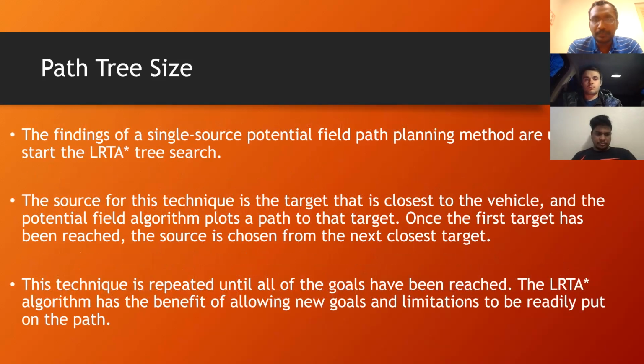Finding a single source potential field path planning method is the best way to get the LRTA search tree algorithm. The source for this technique is the target that is closest to the vehicle, and the potential field algorithm plots a path to the target. Once the first target has been reached, the source is chosen from the next closest targets. This technique is repeated until it reaches all the goals. The LRTA algorithm has the benefit of allowing new goals and limitations to be readily put on the path.